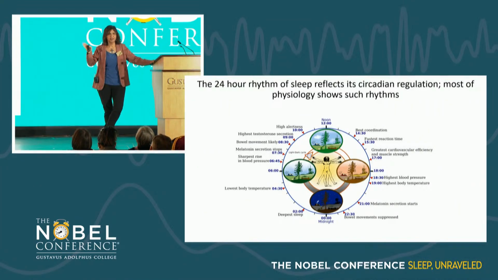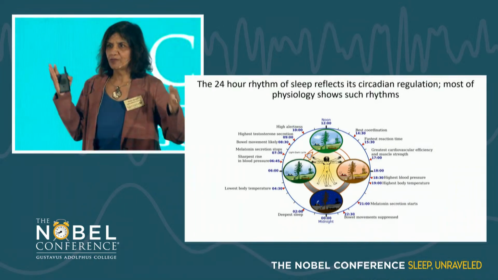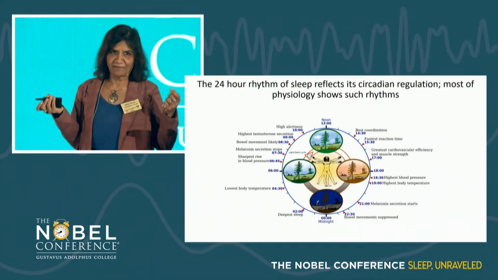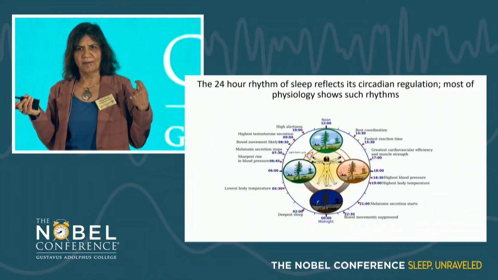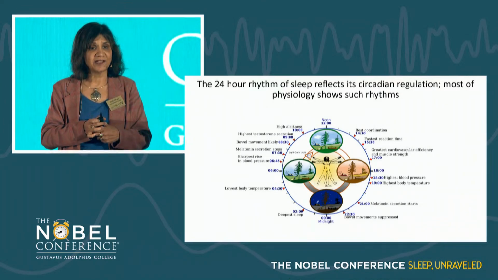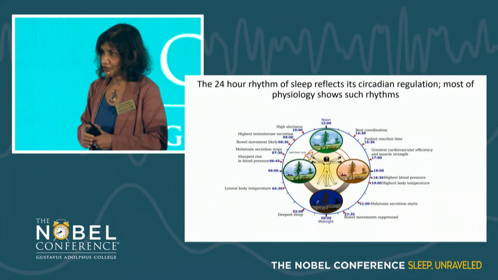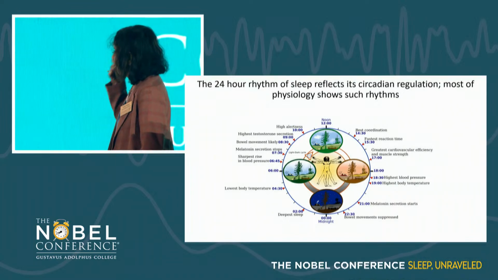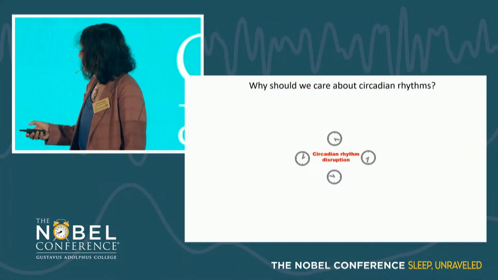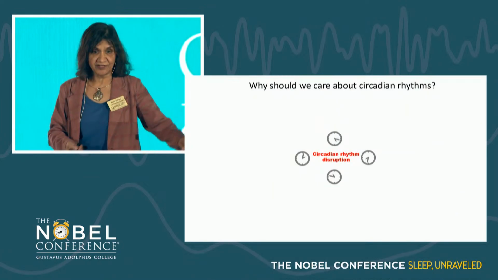So for instance, your glucose is different at different times of day, your cholesterol is different at different times of day. Almost everything cycles. In fact, it's hard to find an aspect of physiology that doesn't on some level show circadian regulation. Why should we care about these rhythms?